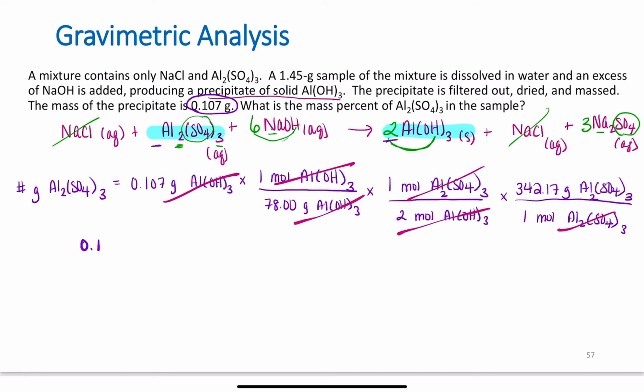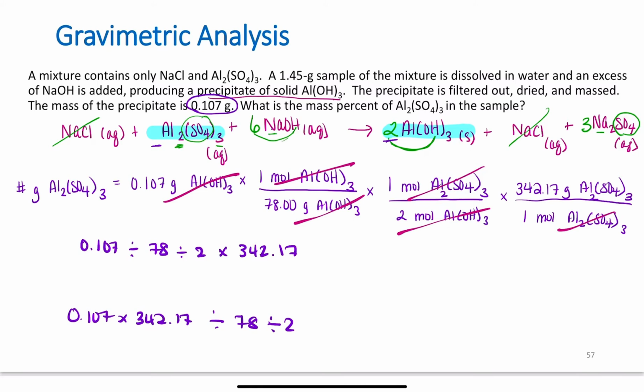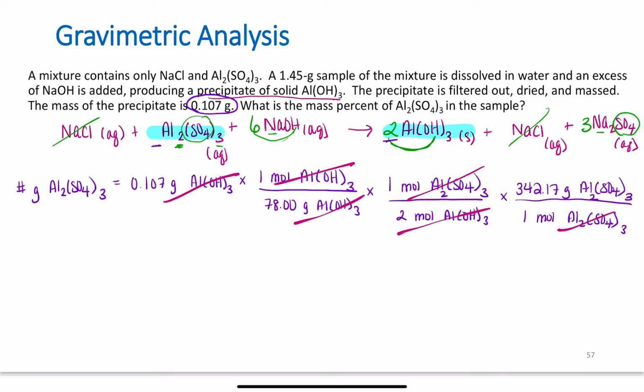You can say, 0.107 divided by 78, divided by 2, times 342.17. You can do the multiplication first, then the division. Doesn't matter by orders of operation. Just make sure that you're plugging in the right numbers and multiplying and dividing where appropriate, and you should find that this had 0.235 grams of aluminum sulfate.